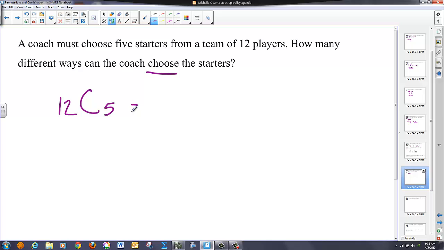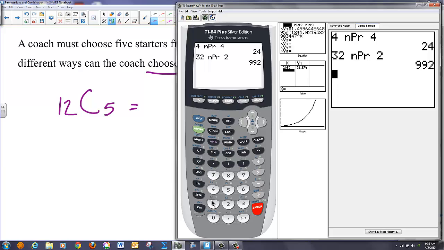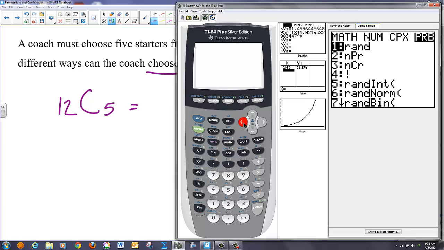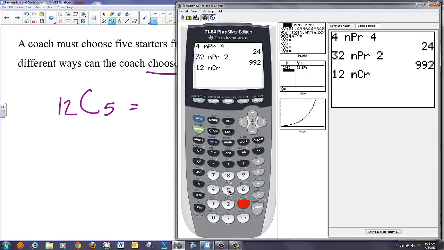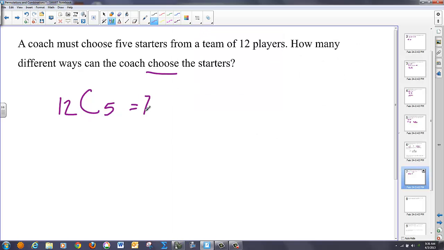Again, our calculator will do this problem. So we fire that up. We take the number 12, which is the total number of items. Hit math again, go over to probability. There's our nCr, which is 3. Hit 5. And we end up with 792 different ways to choose those starters.